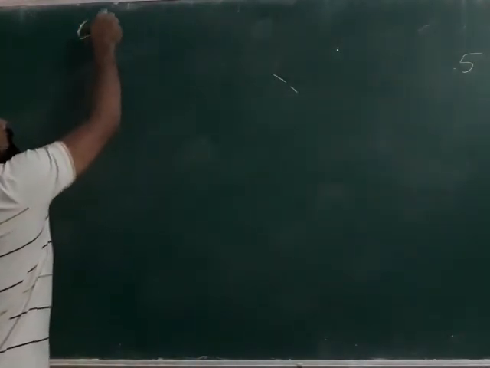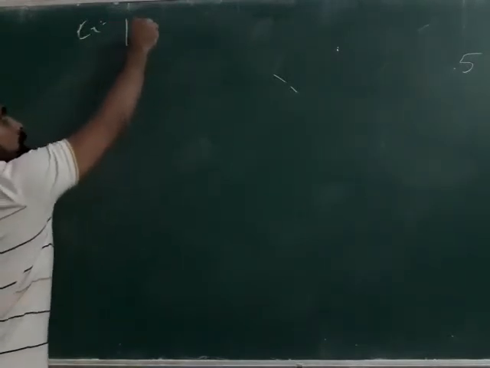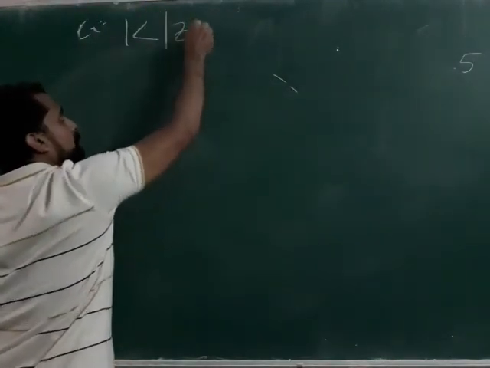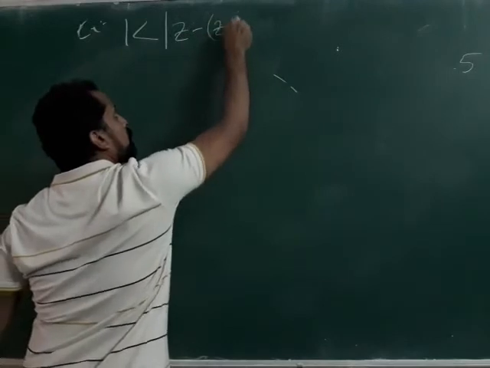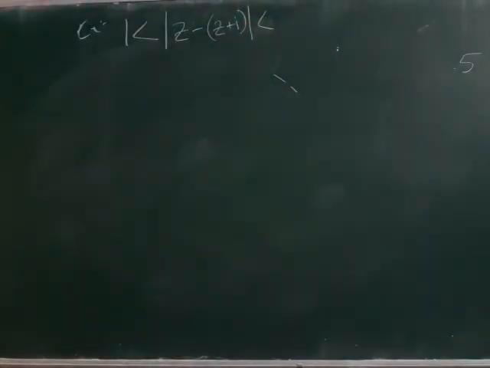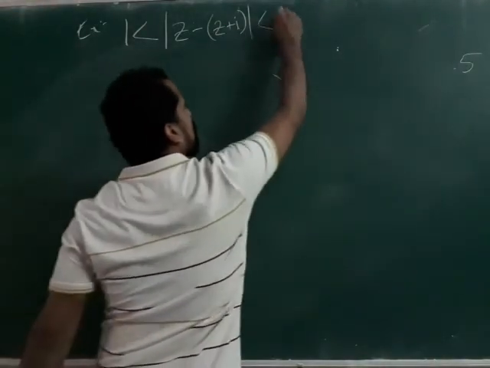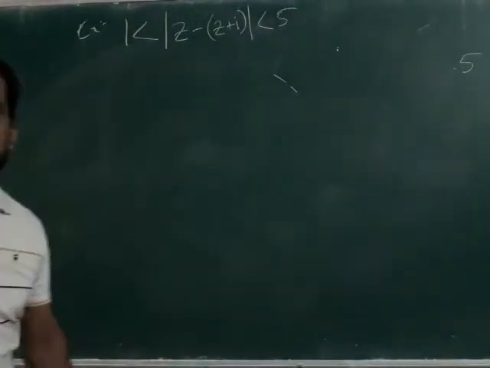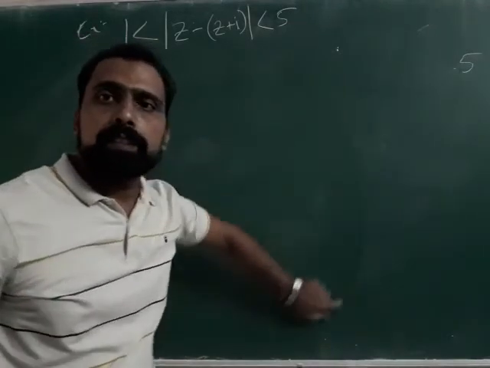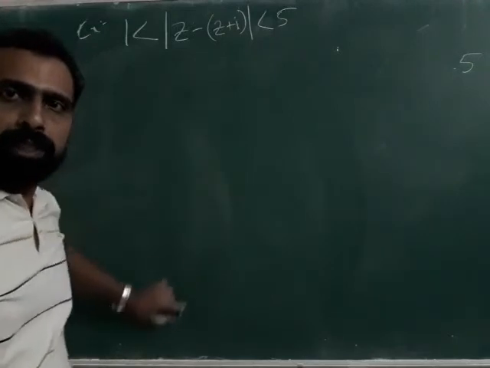So we will go for another example, like: less than mod z minus z plus I less than 5. So this is a problem. What you have to do? You have to first draw the complex plane.